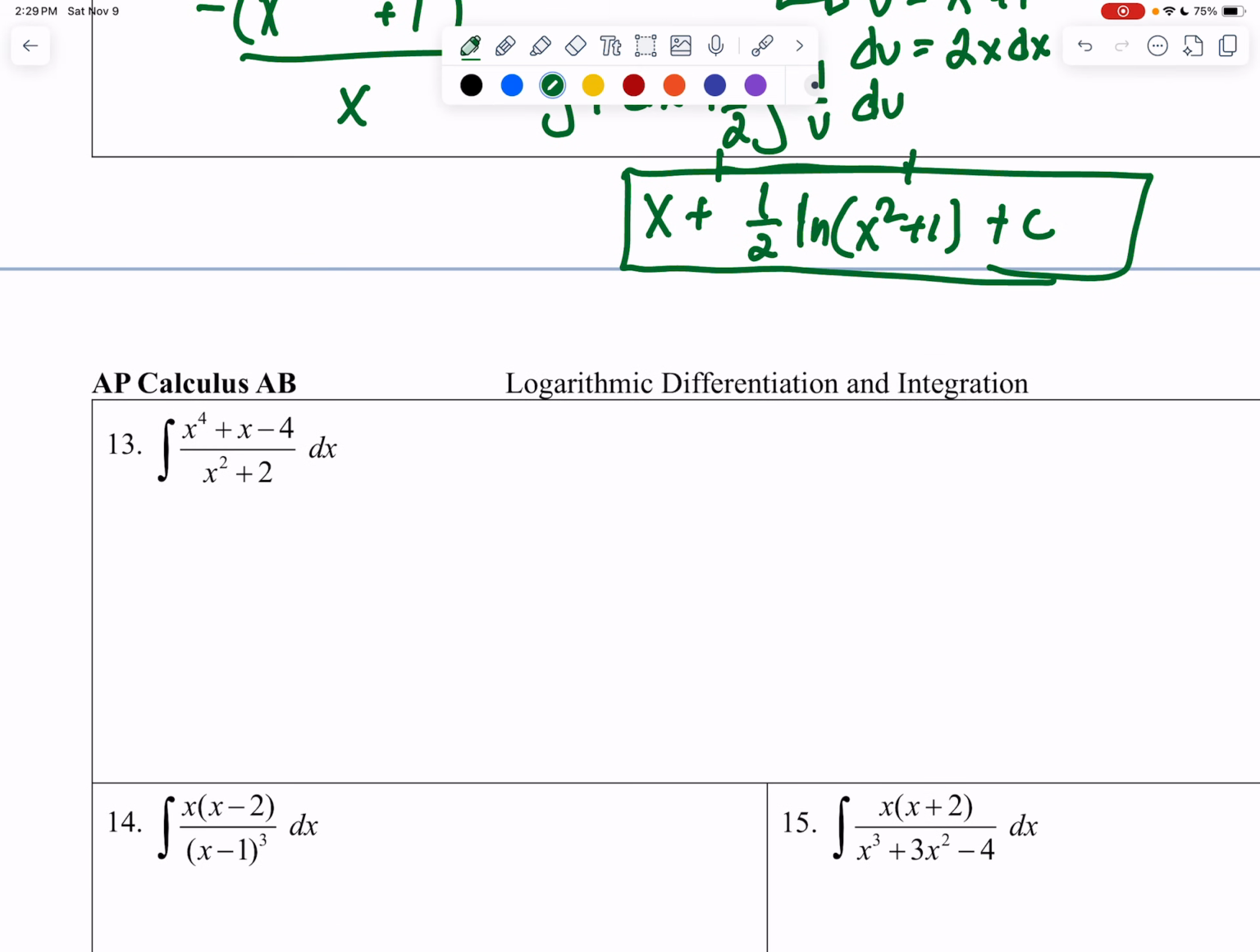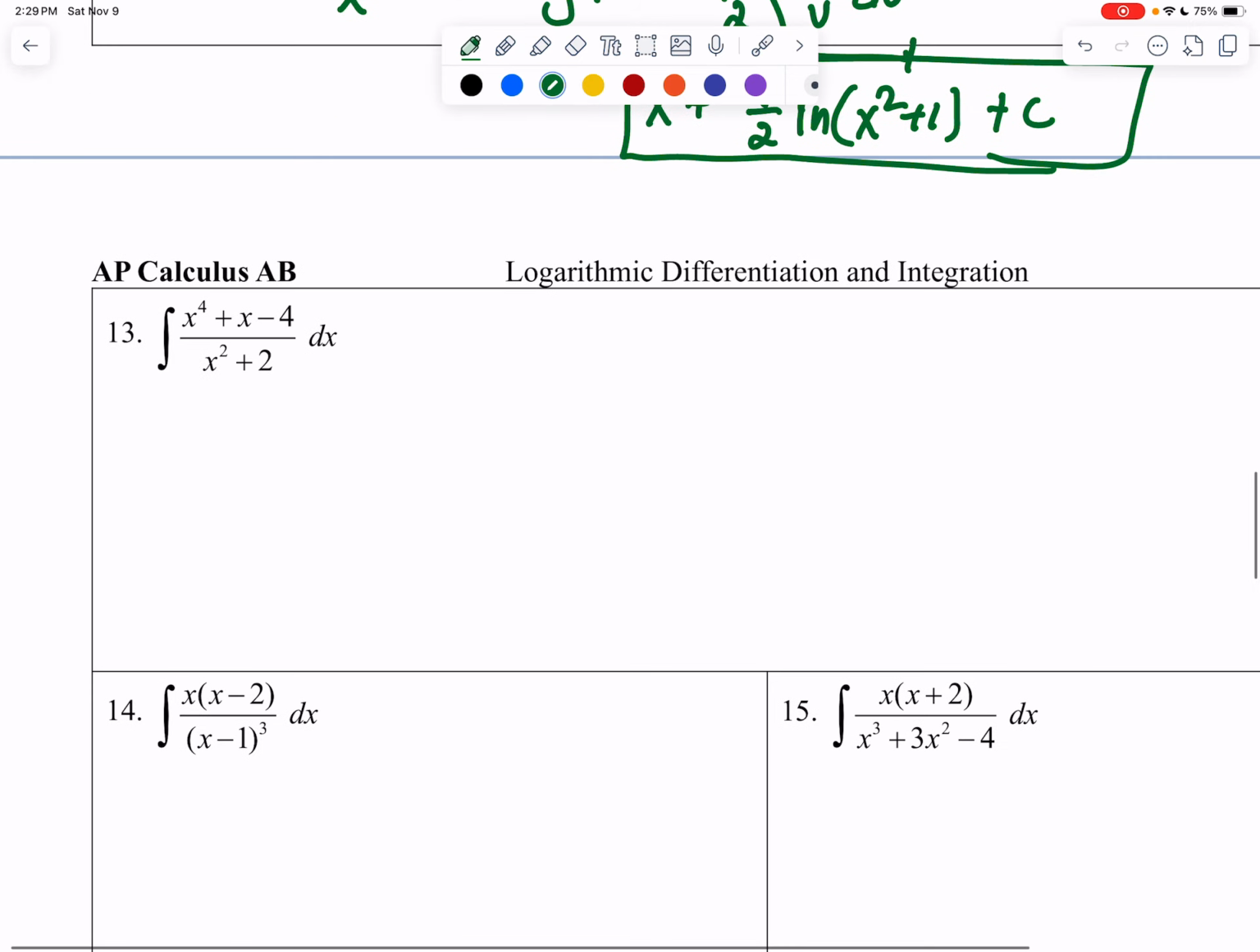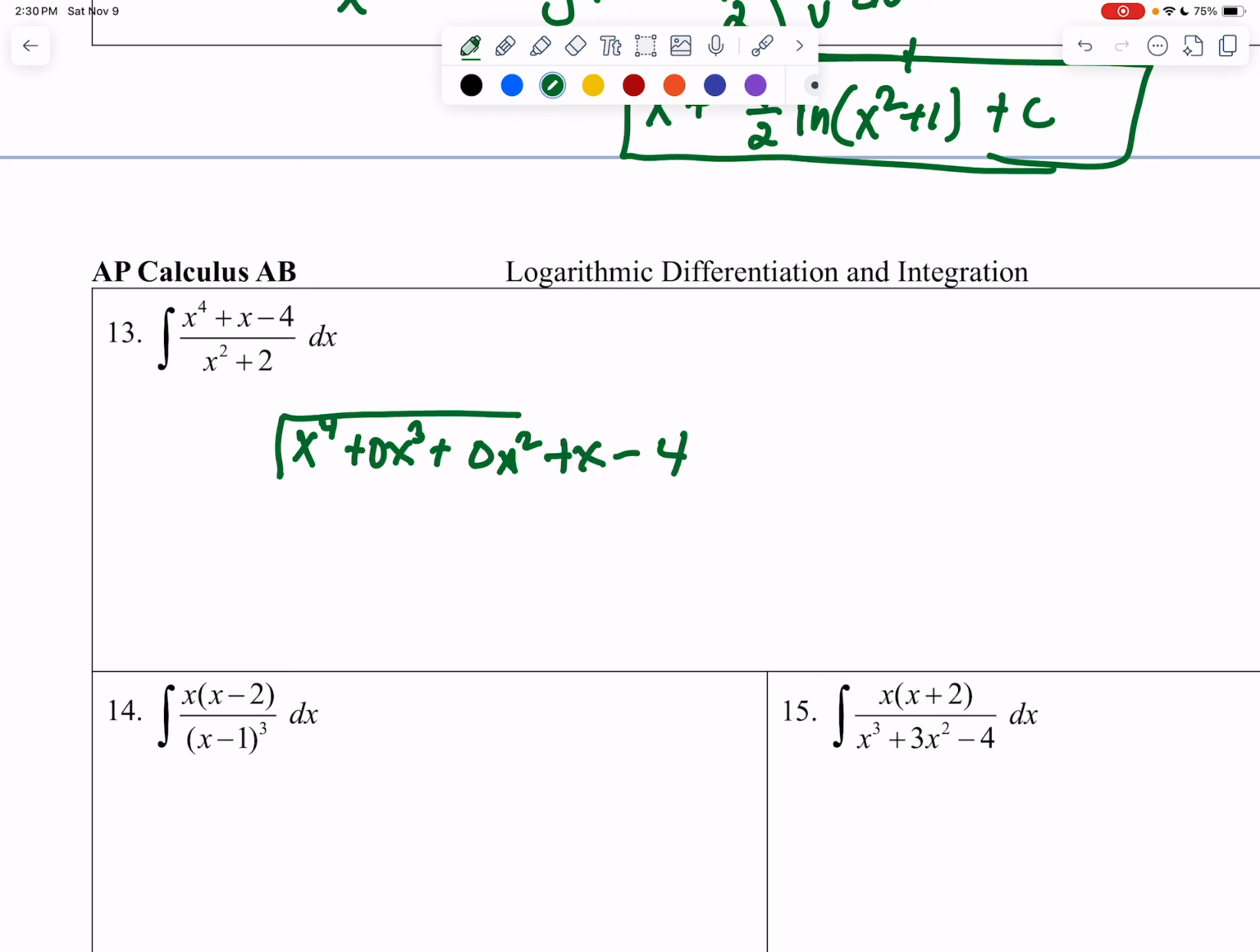All right, we're going to do the same thing for number 13 here, where we are going to use long division. Make sure that you have placeholders for the third power, the second power, so that you don't make any silly, goofy mistakes.